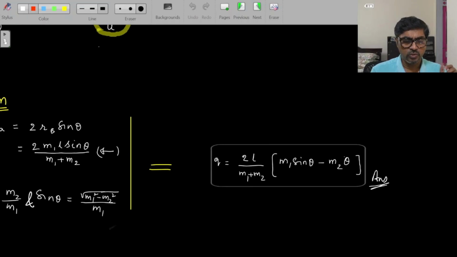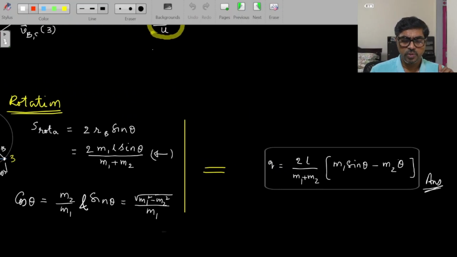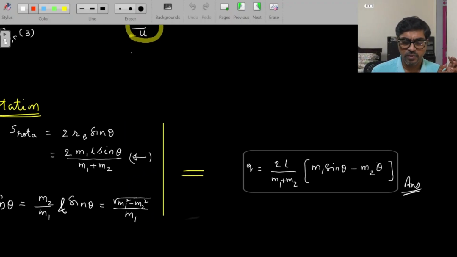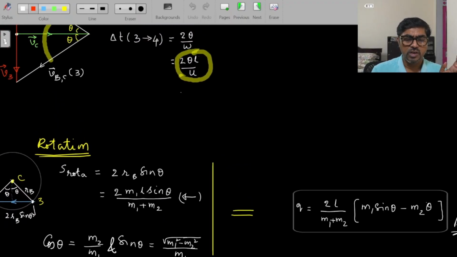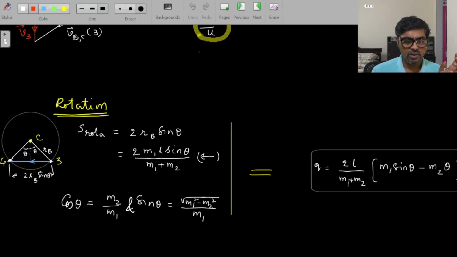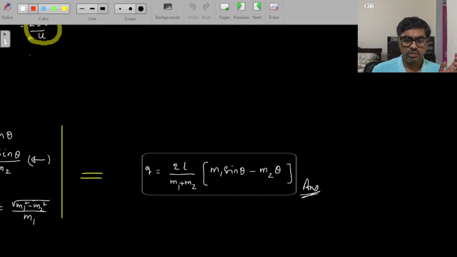So if I write the total displacement, that is going to be the total q that you are going to get. I just simplified it, substituted the values, and of course cos theta we got as m2 by m1. You can check it here. From there I can calculate sine theta also, and theta is also known to you. This is going to be the q value. So with that the problem is completed.